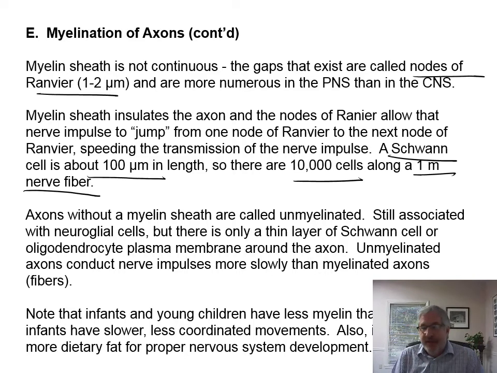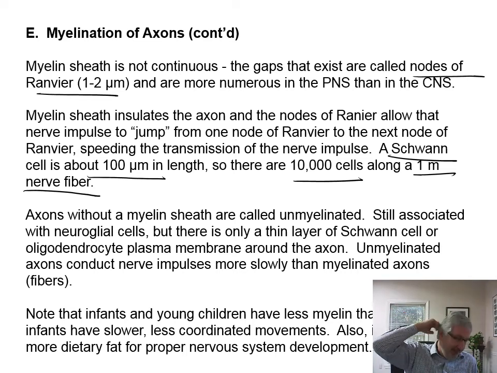You can also have axons that do not have a myelin sheath. They are called unmyelinated. They still have neuroglial cells around them, but it's only a thin layer of Schwann cell or oligodendrocyte plasma membrane around the axon. Unmyelinated axons conduct nerve impulses much more slowly than myelinated axons, or myelinated fibers, if you want to call an axon a fiber. Those are interchangeable words.